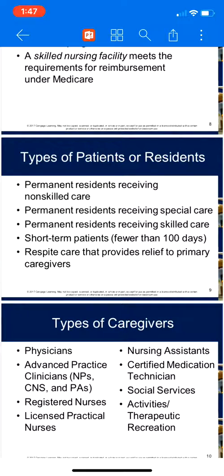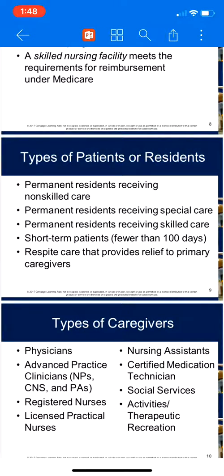Then we have our short-term patients. A short-term patient in a long-term care facility generally is considered as one whose length of stay is less than 100 days, and in the traditional healthcare sense would be regarded as a patient because the intent is to ultimately discharge the patient to a more independent level of care.